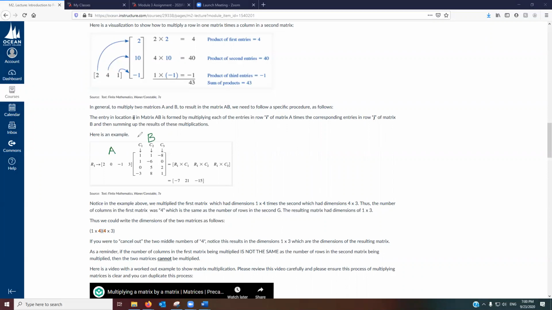First, let's check if we're really allowed to do the multiplication. Matrix A is 1 row and 4 columns. Matrix B is 4 rows and 3 columns. I'm noticing these two middle numbers are the same, and I know our answer matrix is going to be 1 by 3. So our answer matrix is going to be 1 row and 3 columns.